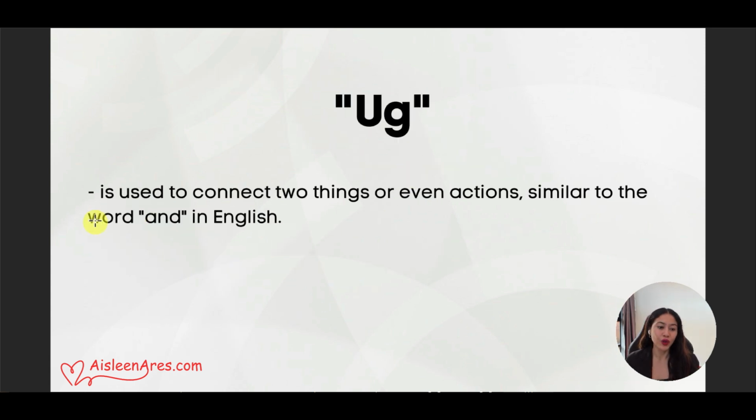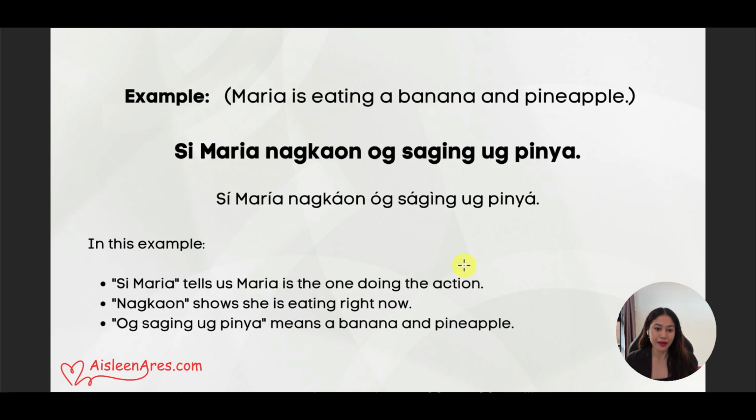Ug. Ug is used to connect two things or even actions, similar to the word and in English. Let's take a look at some examples. The first one is, Maria is eating a banana and pineapple. Translate to Cebuano, si Maria nagkaon og saging ug pinya. Si Maria nagkaon og saging ug pinya.